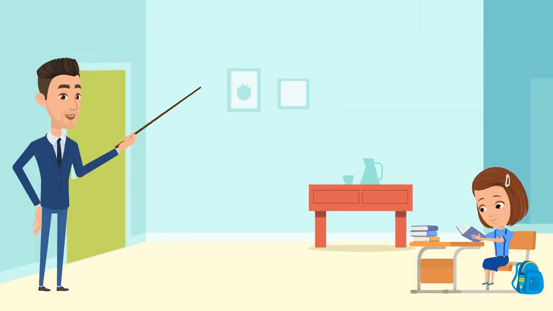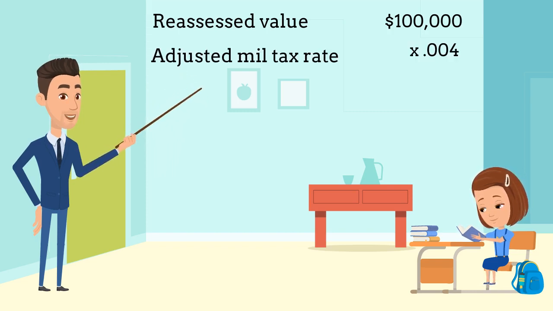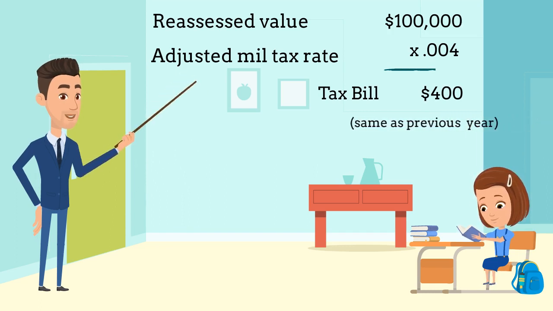Let's imagine in this scenario that the value of the Smiths' property increased from $80,000 to $100,000. To calculate the Smiths' new tax bill, Council multiplies $100,000 by 0.004, 4 mils. The Smiths will be invoiced $400, the same as the previous year, although the value of their property increased by $20,000.